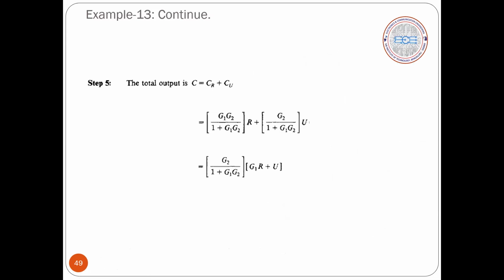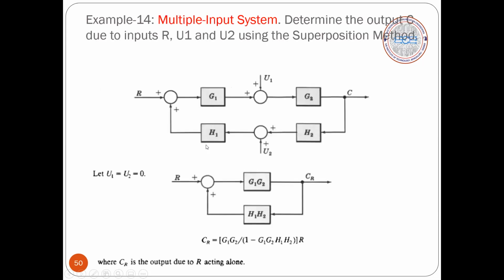Okay, so what did I get now? I got two outputs, one for the input R and another for the input U. So what I am doing now is adding both, to get the final response or the final output. That's what we have done. I computed C_R in the previous slide, we have computed C_U, you have to add these two, and this is the equation you get. So this is the output for the given block diagram. Okay, hope you understood this.